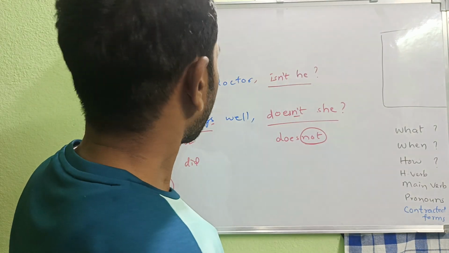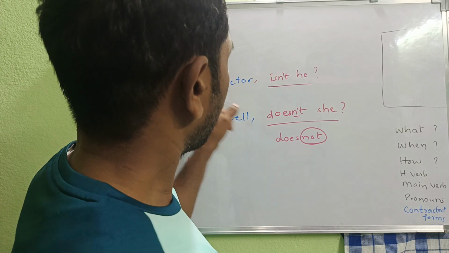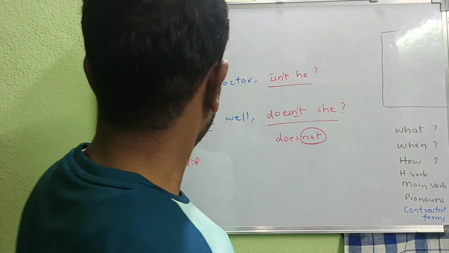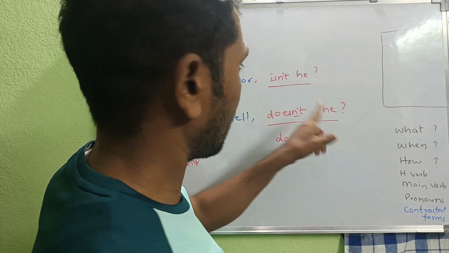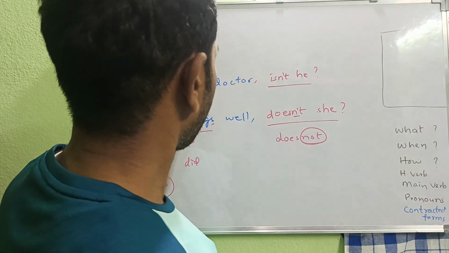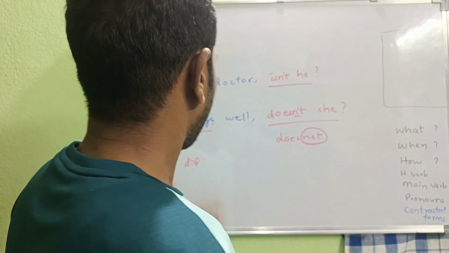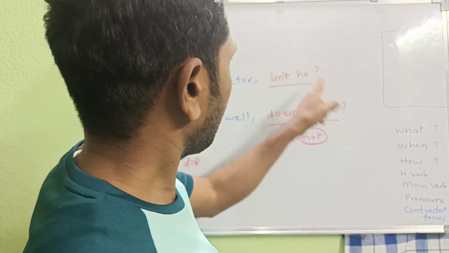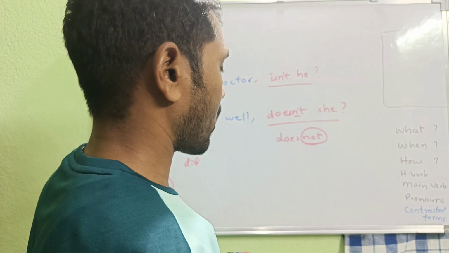The next, step number 3. We need to write only the pronoun of the subject. The pronoun for the subject Sita is she. Next, here where he is there, the pronoun he is used. Next, lastly, we need to place a question mark.